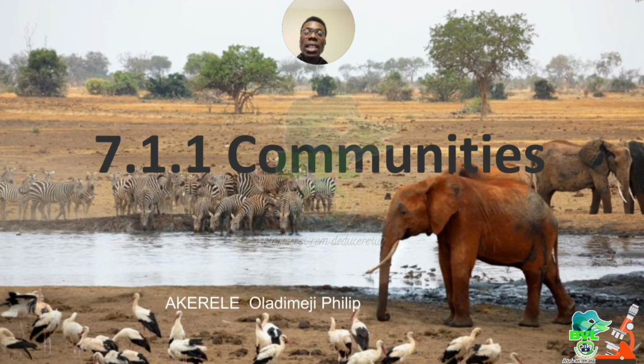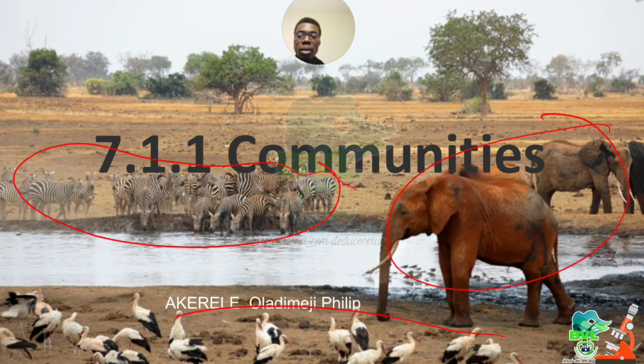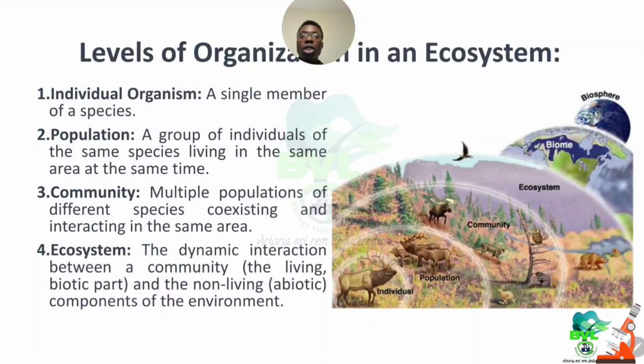So the first part is communities. Now the picture on the screen actually is explicit about this topic. You probably see some zebras here, some elephants here, and some, is that flamingo? I'm not sure about that. But the truth is you have different organisms here, and that is what a community is. So let's see what that really means in actual sense of it. You need to understand that a community is based on when you have different organisms. So of course, this is what the topic is about.